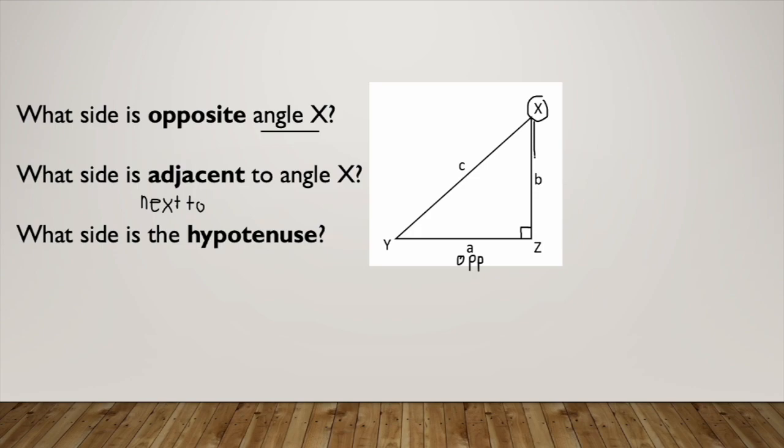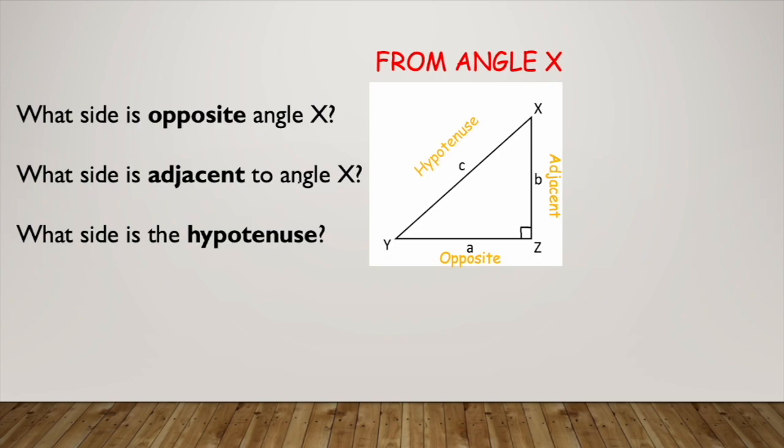Well, from angle x, we kind of have two choices here. It could be B or C. They're both right next to the angle. And the way we figure out which one's adjacent is we don't use the hypotenuse. The hypotenuse gets its own label. So in this case, C is the hypotenuse because it's across from the right angle. B in this case is left to be the adjacent side. So from angle x, A is opposite of it, B is adjacent to it, and C is the hypotenuse.